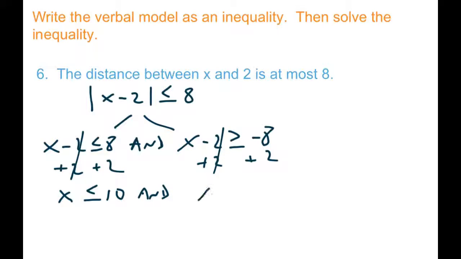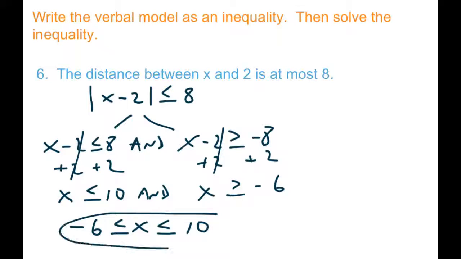And add 2 to both sides here. x is greater than or equal to negative 6. I would then rewrite that with negative 6 less than or equal to x less than or equal to 10. That would be my solution. So any number between negative 6 and 10, including both.